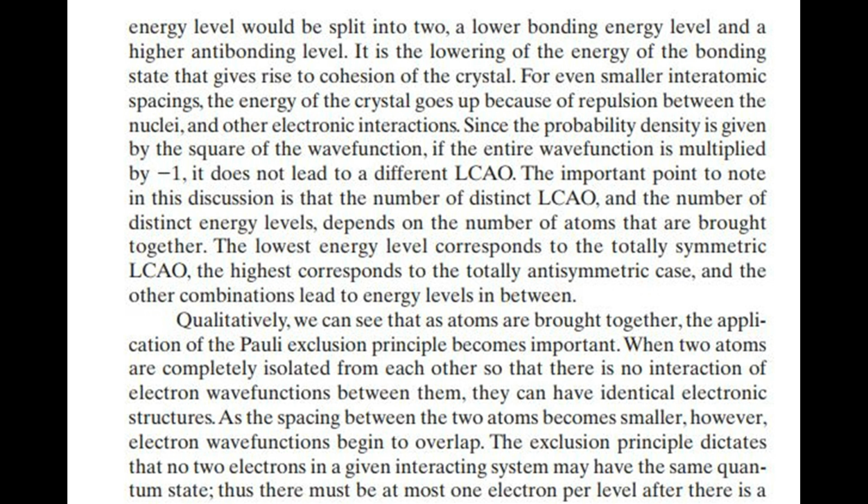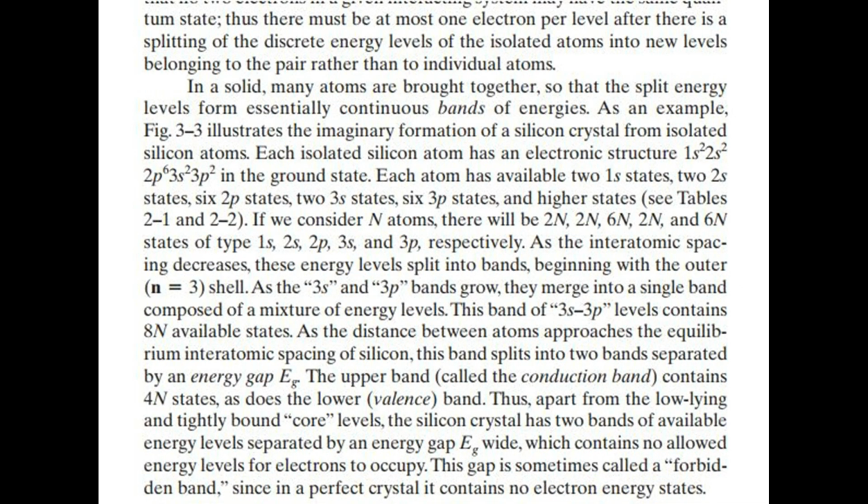The exclusion principle dictates that no two electrons in a given interacting system may have the same quantum state, thus there must be at most one electron per level after there is a splitting of the discrete energy levels of the isolated atoms into new levels belonging to the pair rather than to individual atoms. In a solid, many atoms are brought together, so that the split energy levels form essentially continuous bands of energies.